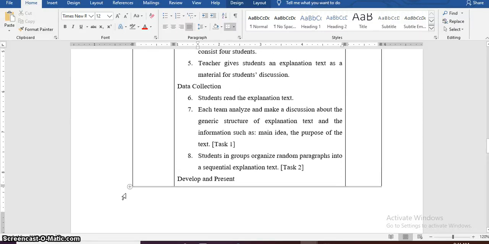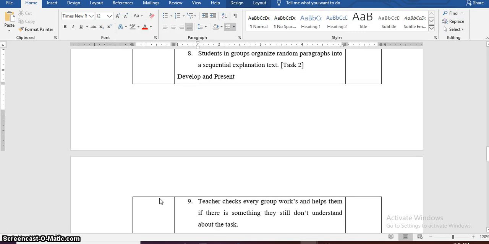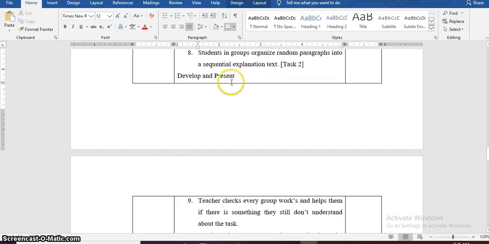In data collection, all of the students read the explanation text. Each team analyzes and discusses the generic structure of the explanation text and the information such as the main idea and the purpose of the text. That is task 1. After finishing task 1, students in groups organize random paragraphs into a sequential explanation text in the correct order.